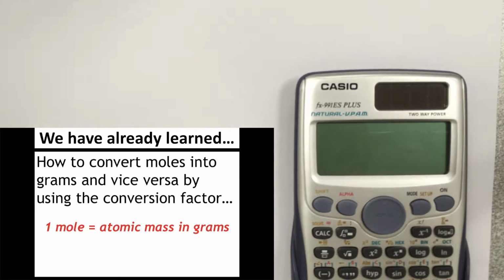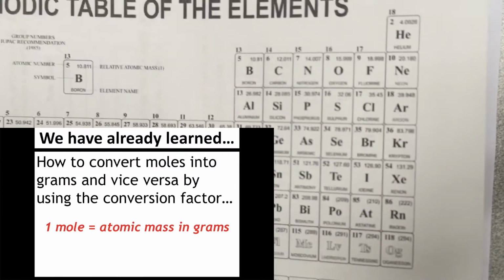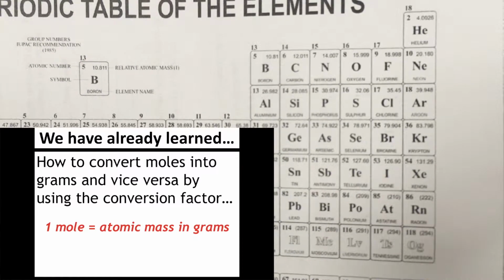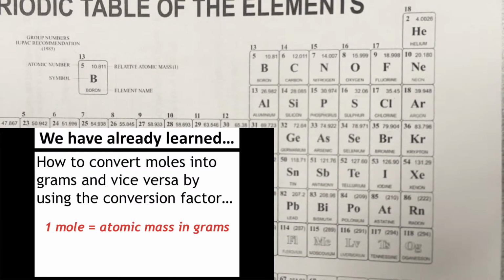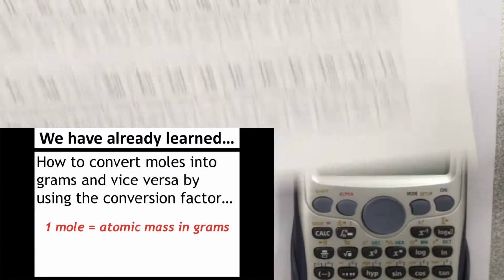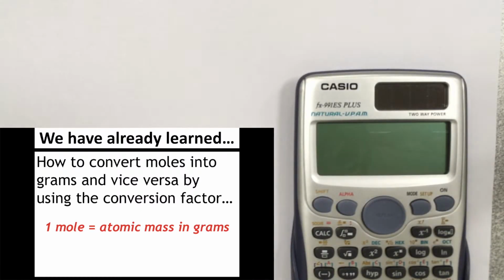And then we learned that 1 mole is equal to the atomic mass in grams. And that's when we found out how much each of these atoms in the molecule weighs. And we found out its molar mass. So that's how we converted between moles and molar mass.